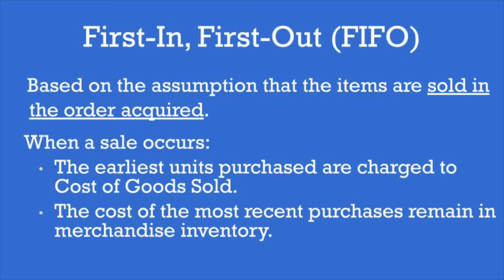So your first lot of inventory comes in at $1 and your second lot of inventory comes in at $1.50 for those items. Think about price changes. So it becomes important when the prices change. If the prices are consistent, it really doesn't matter. But with first in, first out, the earliest units purchased are charged to the cost of goods sold. So we're going to expense those away first, and then as we get into the newer items, we'll expense those away. So the cost of the most recent purchases remains in merchandise inventory.